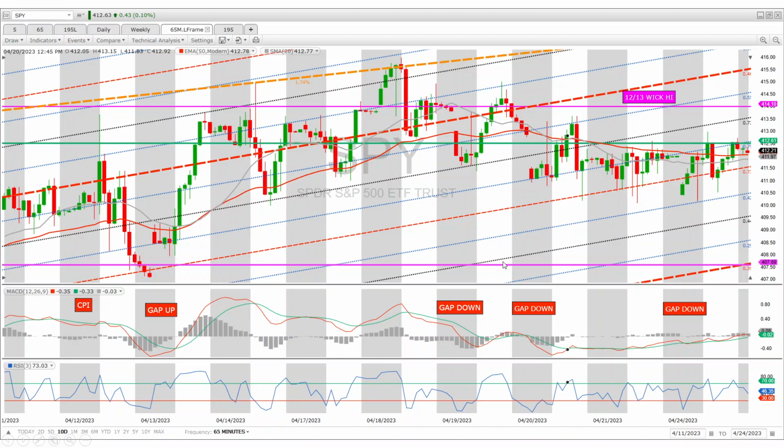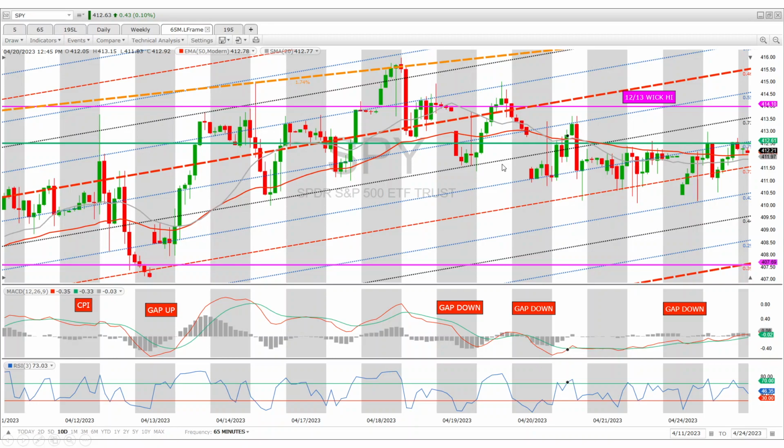Okay, so the 65-minute chart. Look at all this over the last week and a half. Gap up, gap down, gap down, gap down. None of that seemed to matter, guys. It's just a bunch of hocus pocus, David Copperfield BS that the market makers are playing. Anyways, the 65-minute chart.